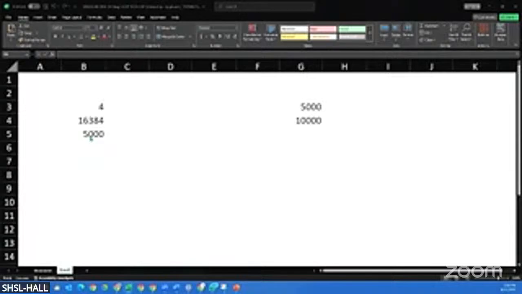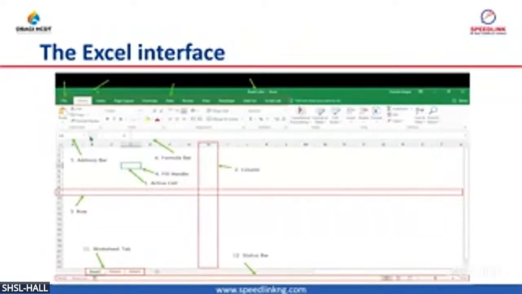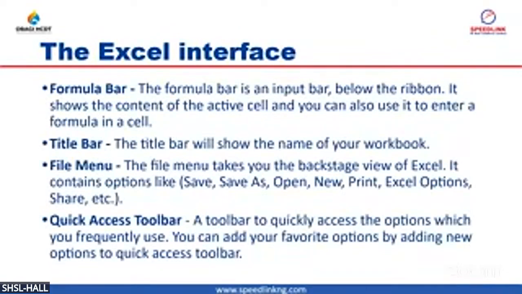So moving on, I think I brought that to explain name box and address bar. Moving on, so I'm going to be a bit fast because I want people to get this in. Formula bar. The next thing is the formula bar. It's an input bar below the ribbon, and it shows the content of the active cell.